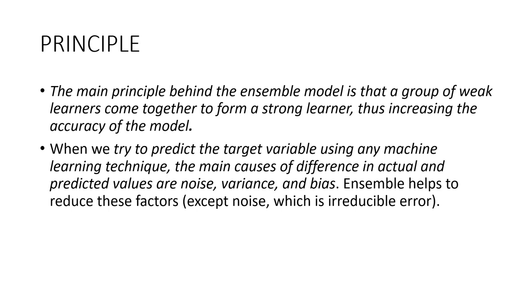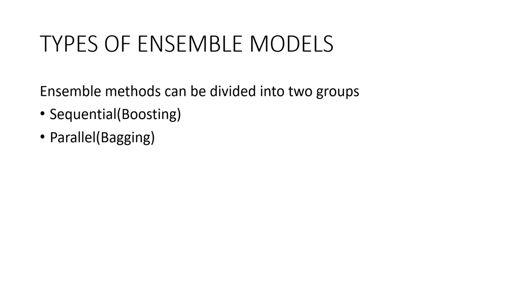When we try to predict the target variable using any machine learning technique, the main causes of difference in actual and predicted values are noise, variance, and bias. Ensemble helps to reduce these factors except noise, which is an irreducible error. We cannot rectify or work on noise. Variance and bias, those two things are rectified by using the ensemble models.